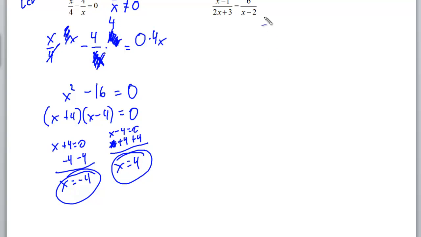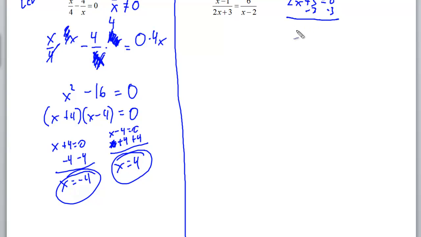Now I'm really going to start this problem off on the right foot. I'm going to look for my danger numbers first. So I'm going to go 2x plus 3 equals 0 and see what that answer is. Subtract 3. So 2x is equal to negative 3. Divide both sides by 2. X is equal to negative 1.5 or negative 3 halves. So that's a danger number.